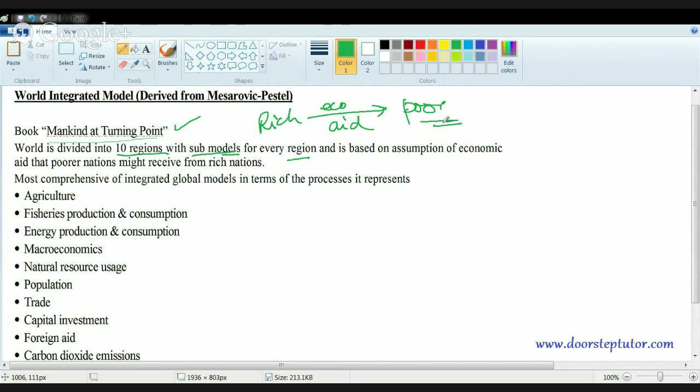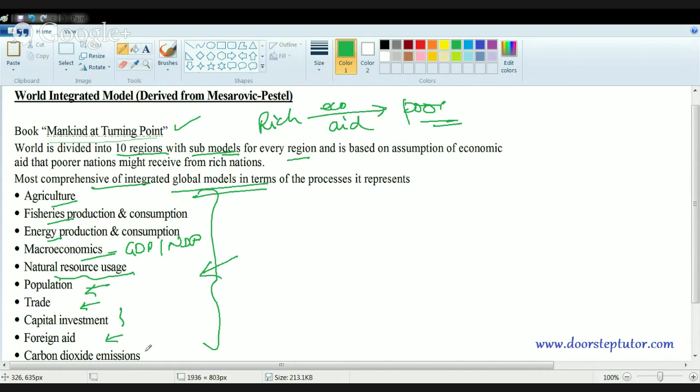This was again considered as one of the very comprehensive models of integrated global systems, where they considered the following parameters. The parameters were agriculture, fishery, energy, macroeconomics. You have the national income, GDP, GNP. So that's all covered under macroeconomics. You have natural resource usage, population, the trade, investment in a region. You have foreign aid, and finally the level of carbon dioxide emission or the greenhouse gases, we can say in broad terms. So these were the parameters that the World Integrated Model considered.